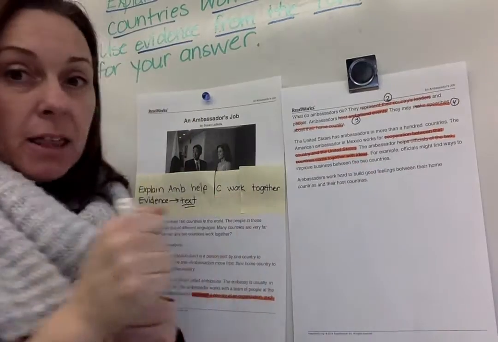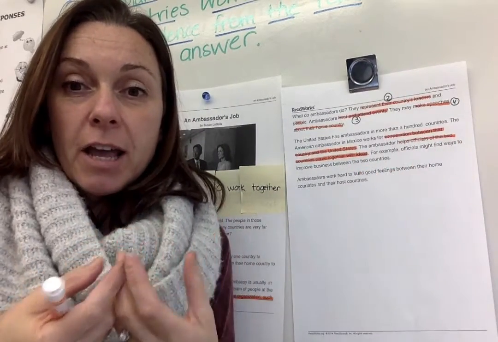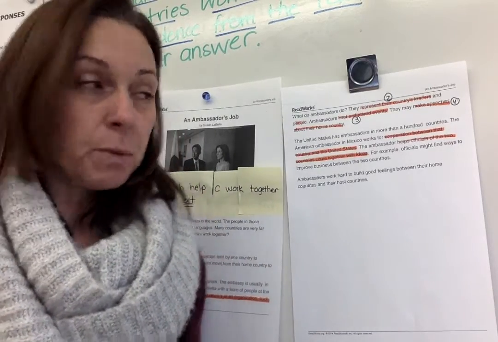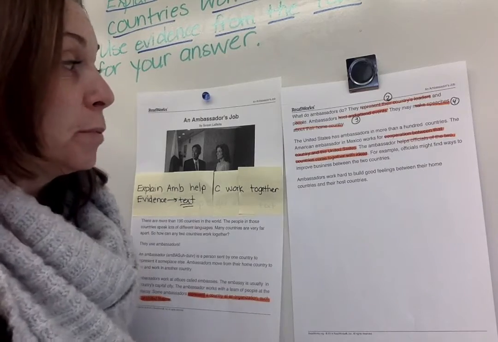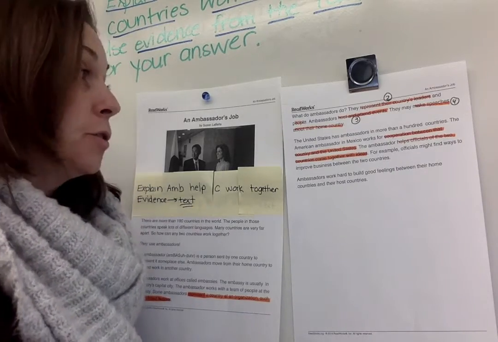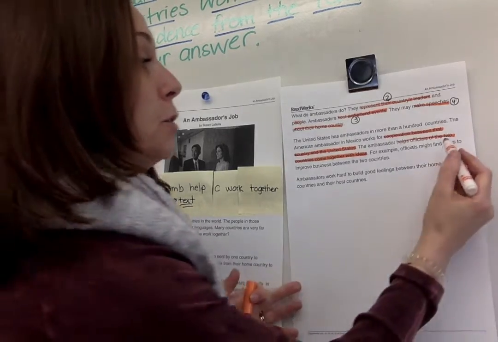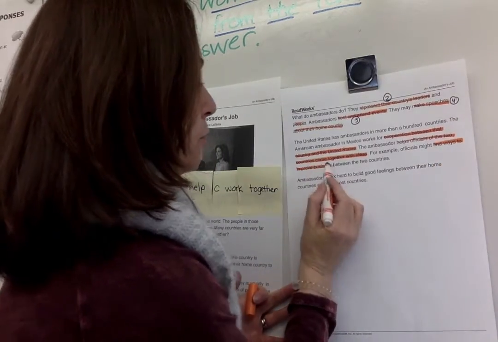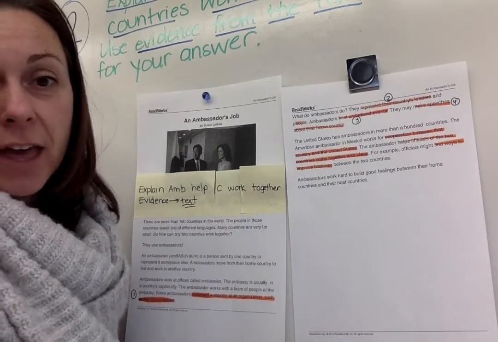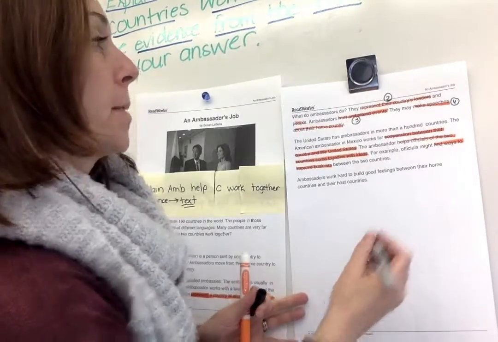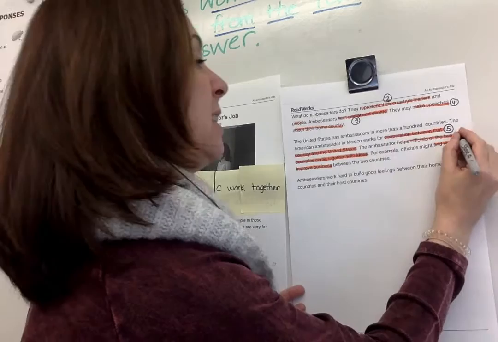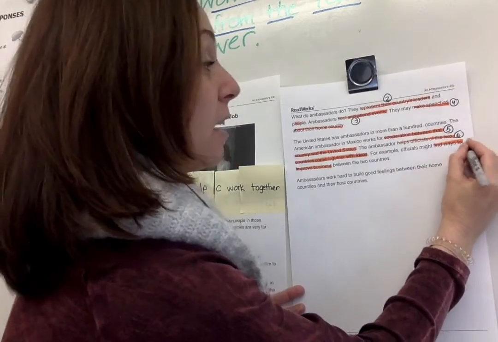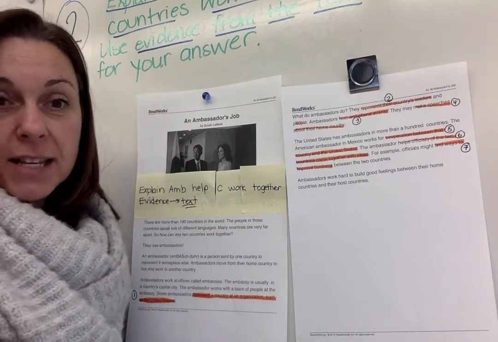They help officials of the 2 countries come together with ideas. So that might be like the president of one country and the president of another country coming together and working on ideas. An ambassador helps with that. For example, officials might find ways to improve business between the two countries. That's another way that they work together. So I'm already, oh my goodness, 5, 6, 7. Oh my goodness, 7 pieces of information.